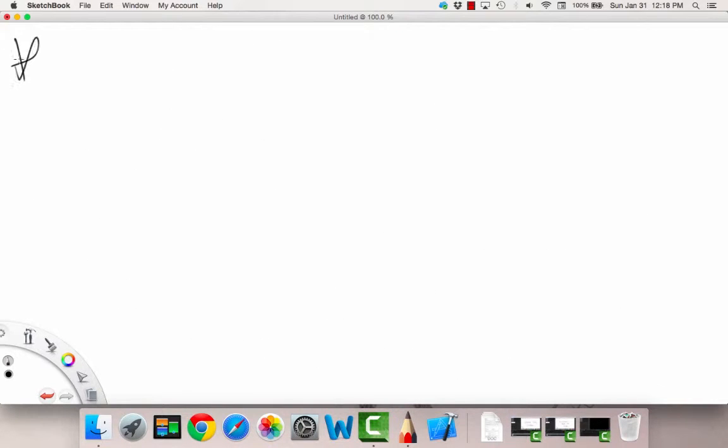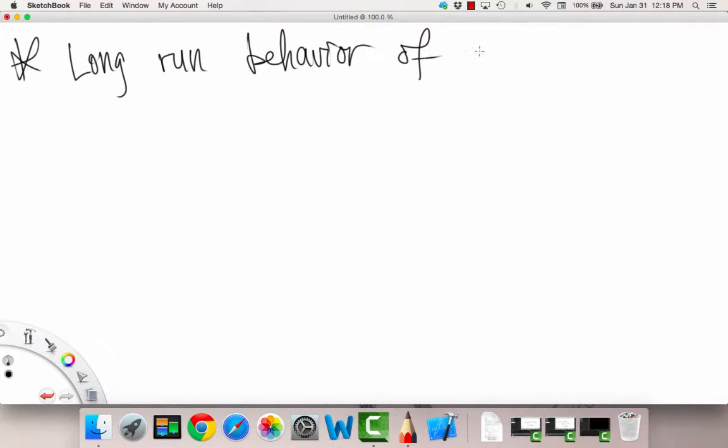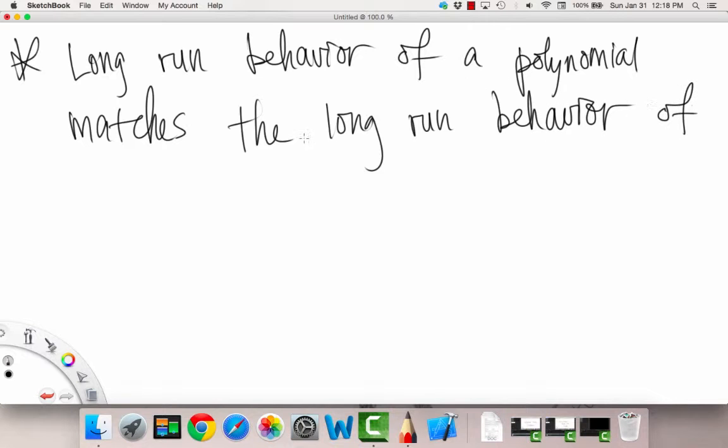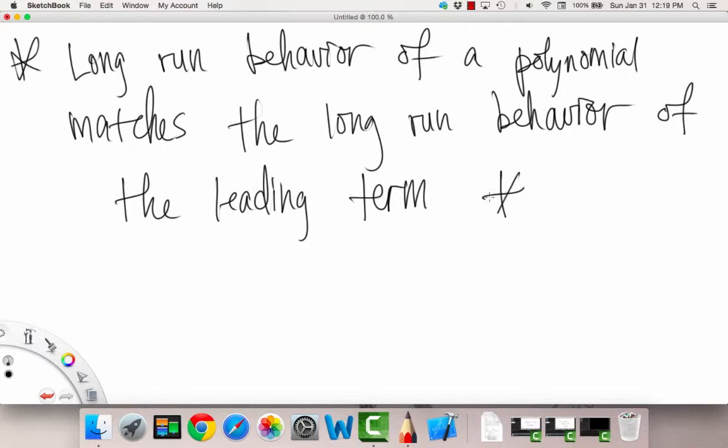That the long run behavior of a polynomial matches, or it basically dictates, the long run behavior of your leading term. Okay, so this is a super important fact. That's why I'm taking up a whole slide to just write it all out.